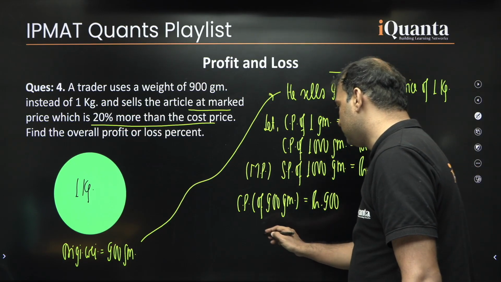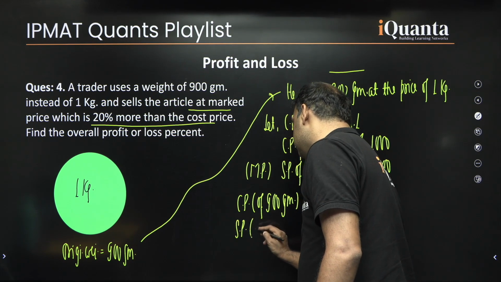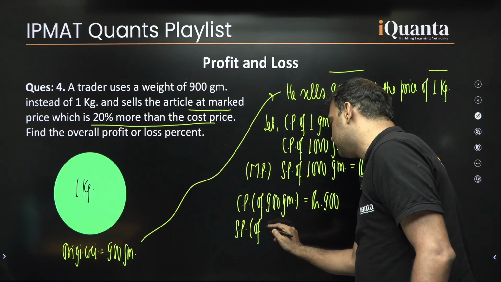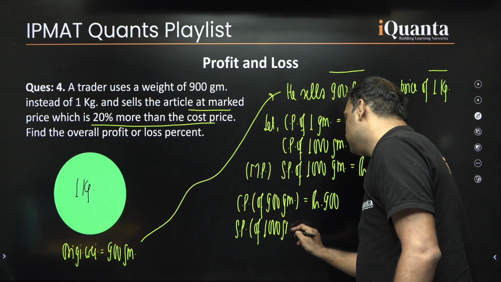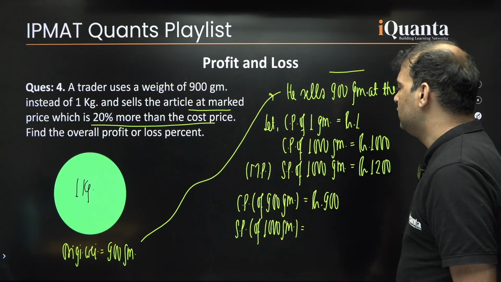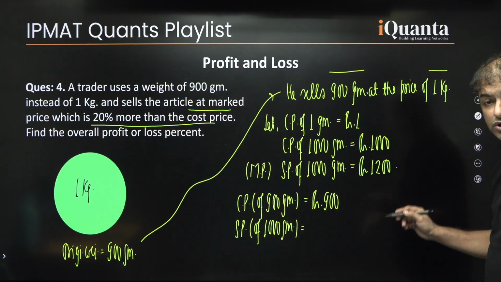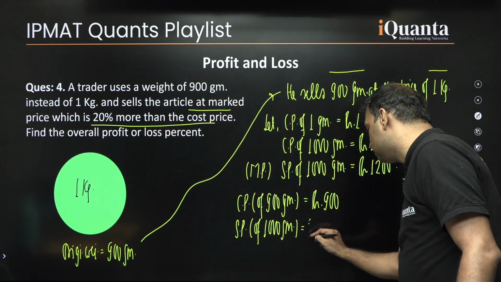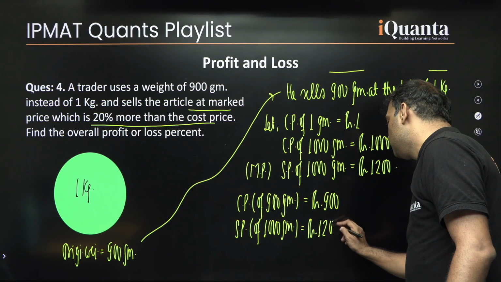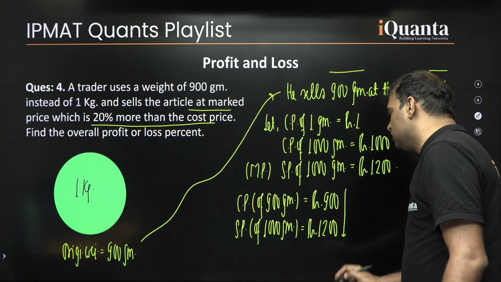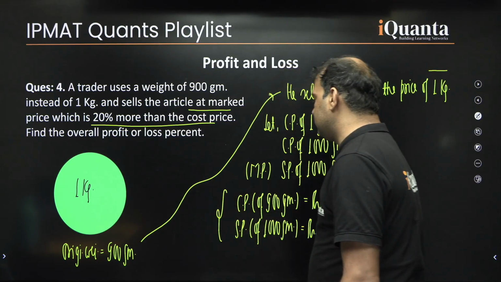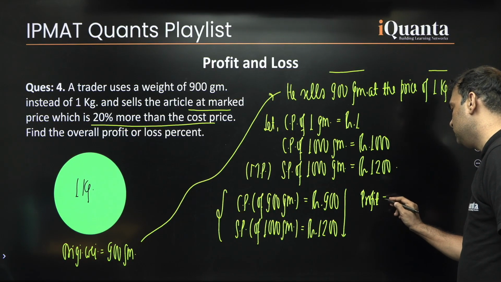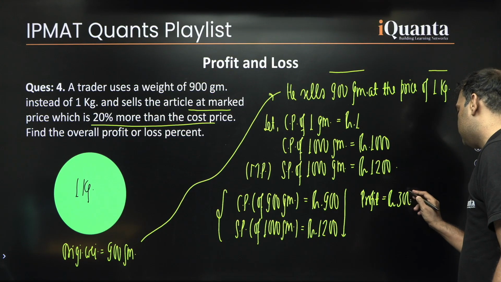What about the selling price? The selling price will be considered for 1 kg, right? So let's write the selling price of 1000 grams. See guys, the selling price of 1000 grams in this question is 1200 because of the markup as well, right? So the selling price should be 1200, and finally we can calculate the profit percentage. In this case, you can see that the profit is coming to 300 rupees, simple.